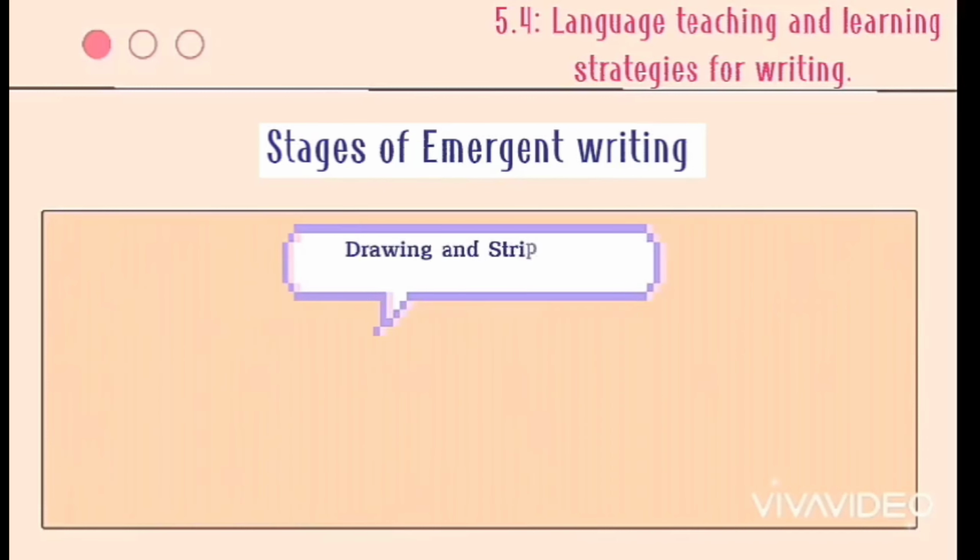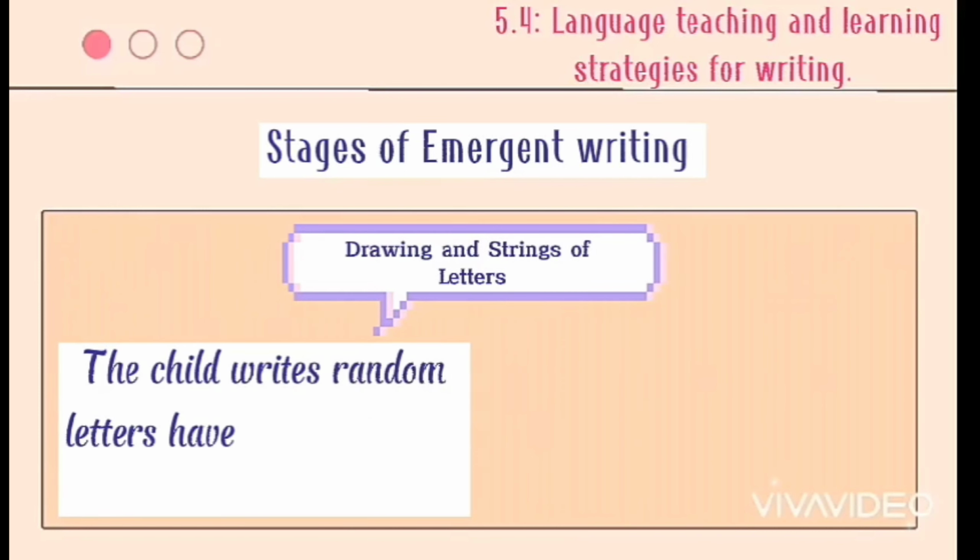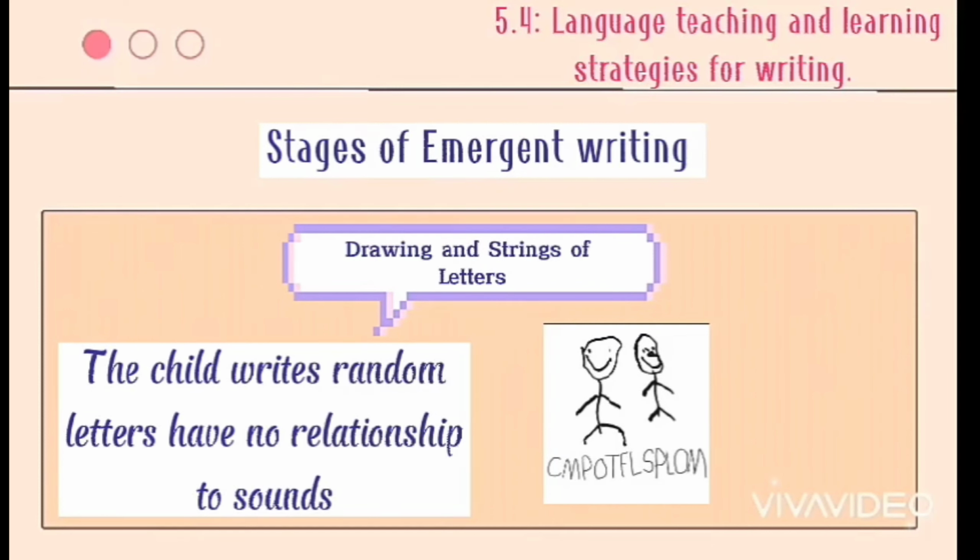Third is drawing and strings of letters. In this type of early writing, the child writes random letters, but the letters have no relationship to sounds. So this is the sample picture of drawing and strings of letters. So the writer is aware that print and art convey meaning.